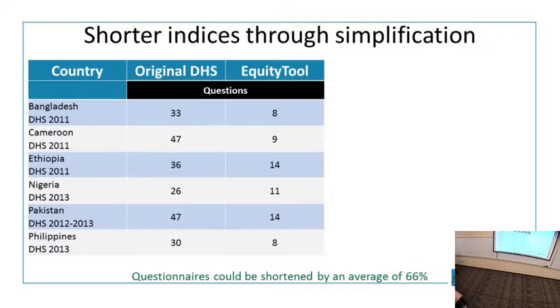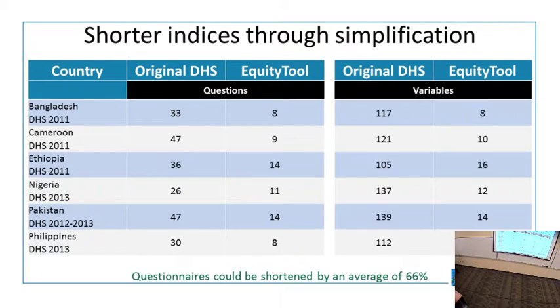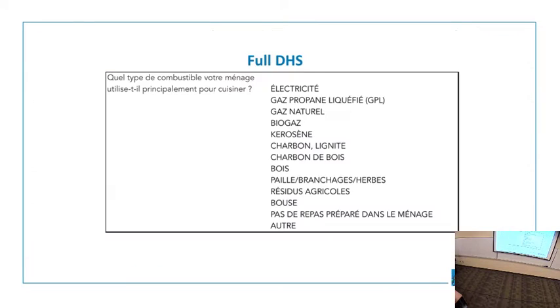This is good. And so through that, we're able to shorten the wealth index on average by about two-thirds. So we can decrease the number of questions. For example, in Cameroon, we can go from 47 down to 9. And we can also decrease the number of variables, so all of those different answer choices we can substantially decrease.